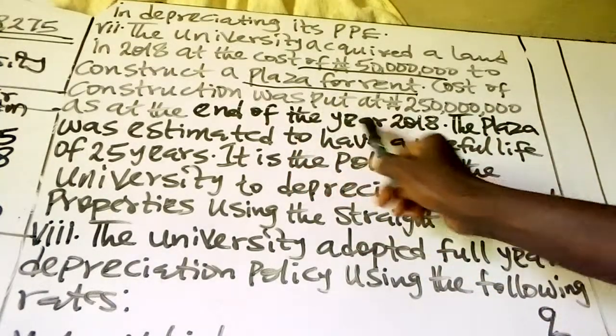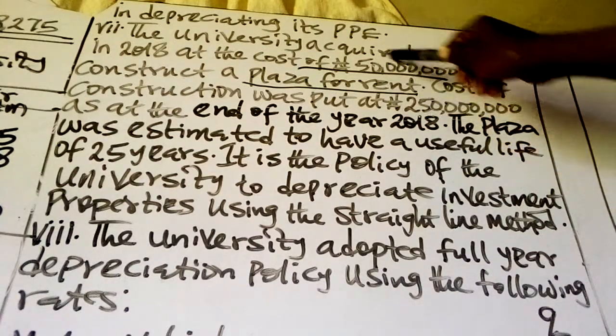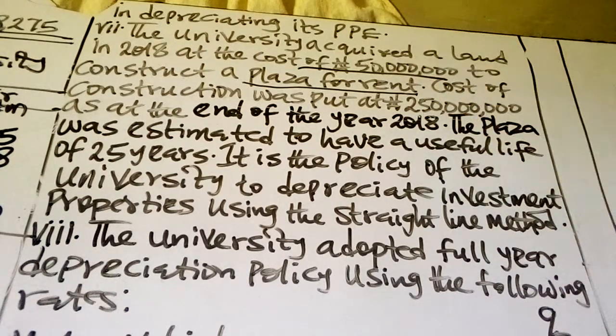As at the end of the year 2018, the plaza was estimated to have a useful life of 25 years. It is the policy of the university to depreciate investment property using the straight-line method. So now the investment property is 300 million. So now let's record it.